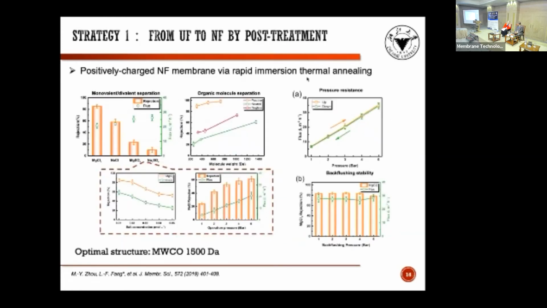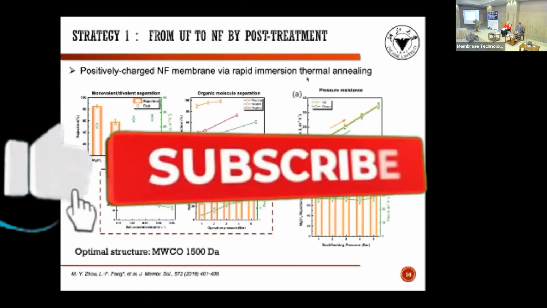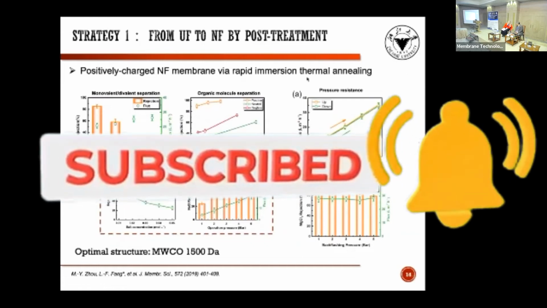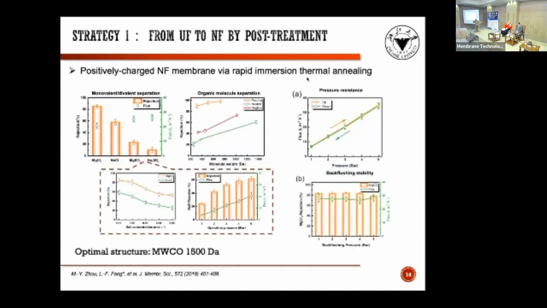Due to the larger pore size and the thick separation layer, the membrane shows relatively low flux and low magnesium chloride rejection. However, the membrane shows a high rejection towards the positive dye with a molecular weight around 700, which is mainly ascribed to the electrostatic repulsion between the surface and the positive dye.